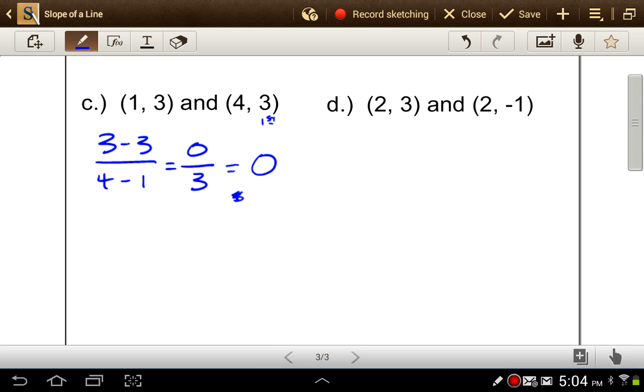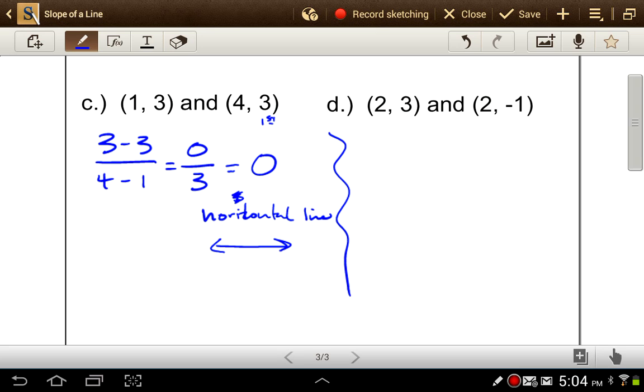So what kind of line is this going to be? This is going to be a horizontal line. A slope of 0 is a 0 slope. That's a horizontal line, so I should know that this slope was going to look like this. Alright, and that's how you do that.